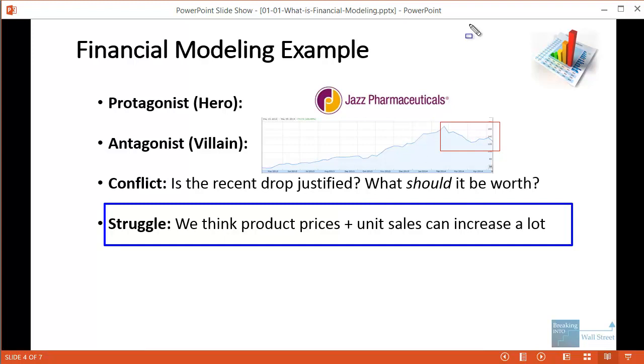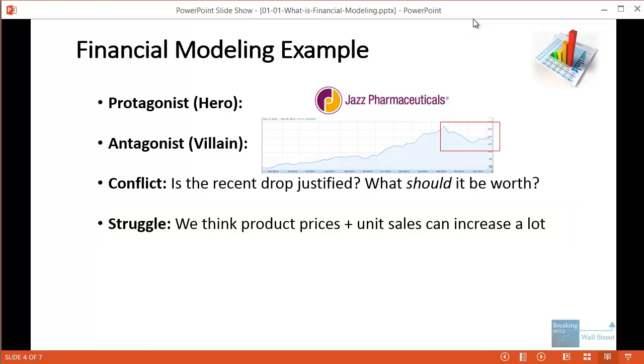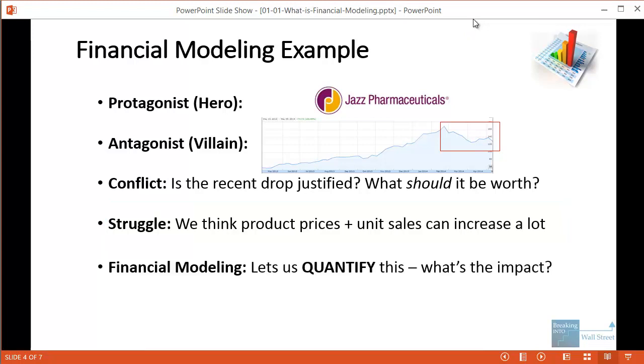And in a movie, this is typically resolved by having people fight each other, or having the character come out at the end and reveal some new secret move that no one knew about before, and then they triumph in the end, or they triumph but there are serious consequences, or something like that. With financial modeling, though, this is the part where you actually jump in and quantify it.